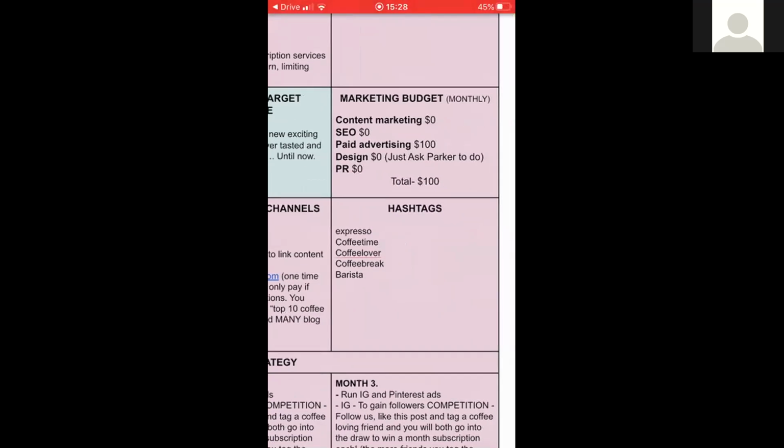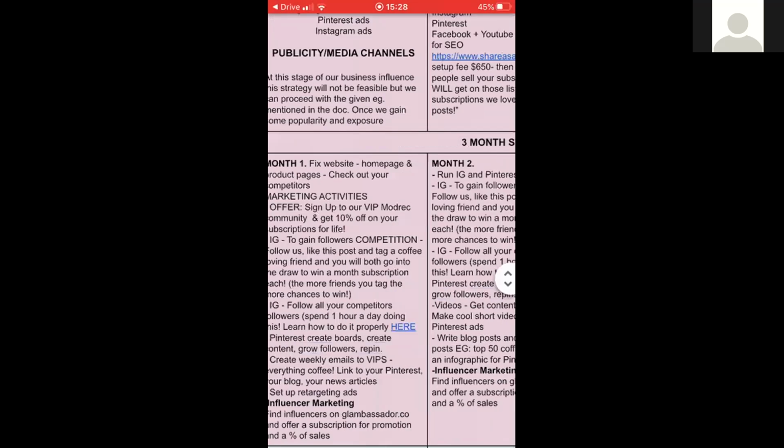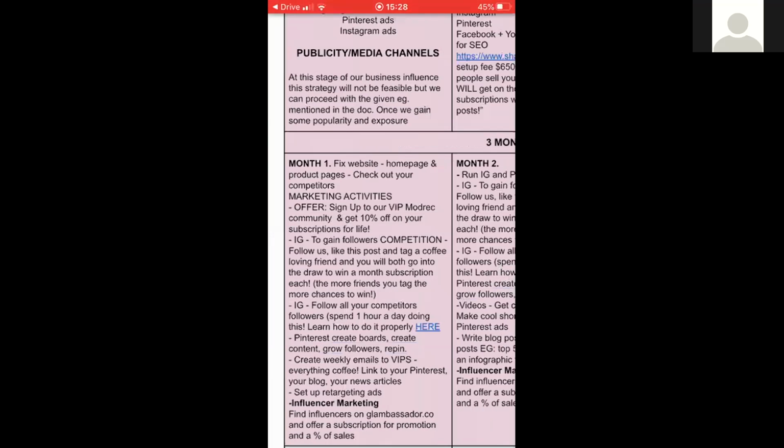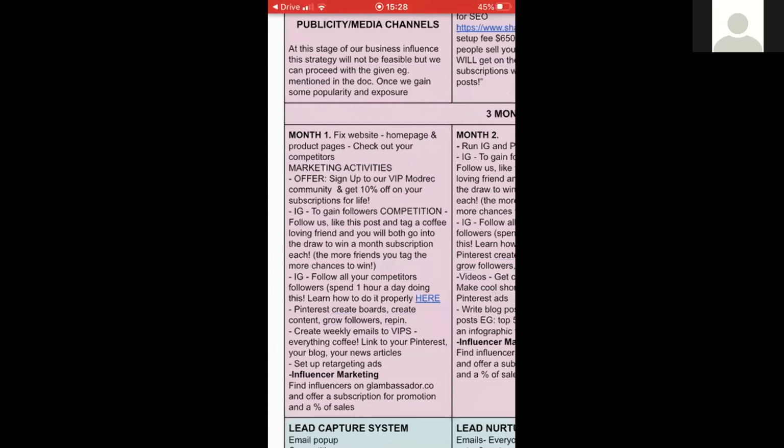And then we've got some hashtags there that we recommend. And then in the next lines, we go through and we say, here's the actual 3 month strategy. Now that we've got the base, what's the 3 month strategy? And we take from the paid and the free marketing channels and we say, okay, these are the things that we're going to do. And this is it.